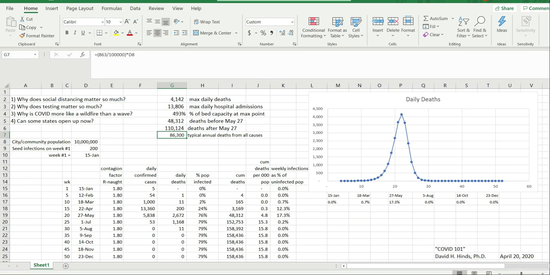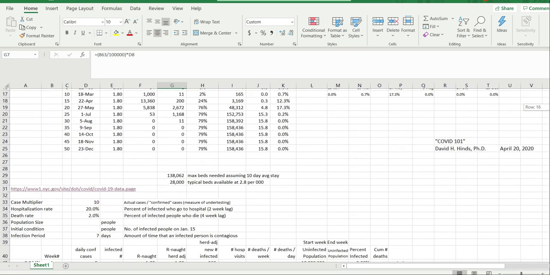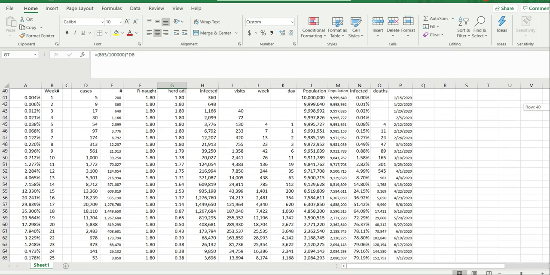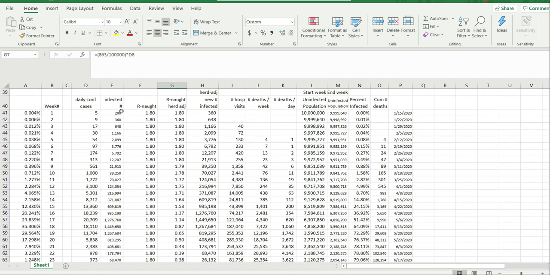But let's see what's actually happening. We come down here week to week. So early on, when those initial 200 with an R-naught of 1.8 infected 360 people, and then those 360 went to 648, etc. But watch what happens. This is herd adjusted. So I'm going to come over here to the percent infected column, and you can see as more people are getting infected, by this point in mid-March, almost 2% of the population in New York City were infected, according to this model.